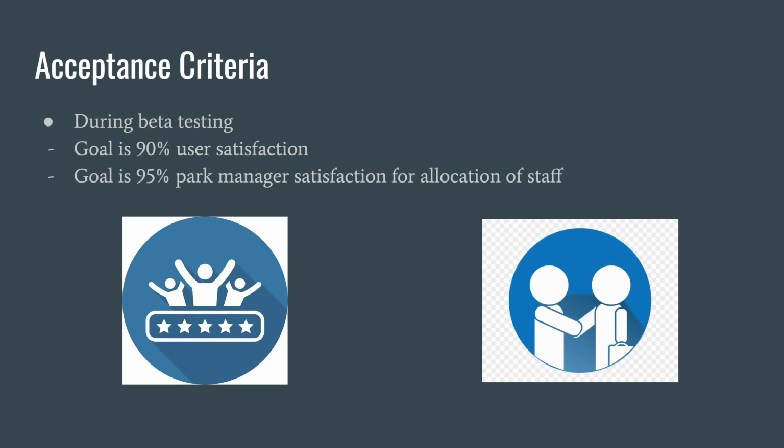So for the acceptance criteria, our first goal is to achieve user satisfaction. Our second goal is for user satisfaction to be at 90% during the beta testing, and for park manager satisfaction to be at 95% during beta testing for allocation of staff. Next, please.